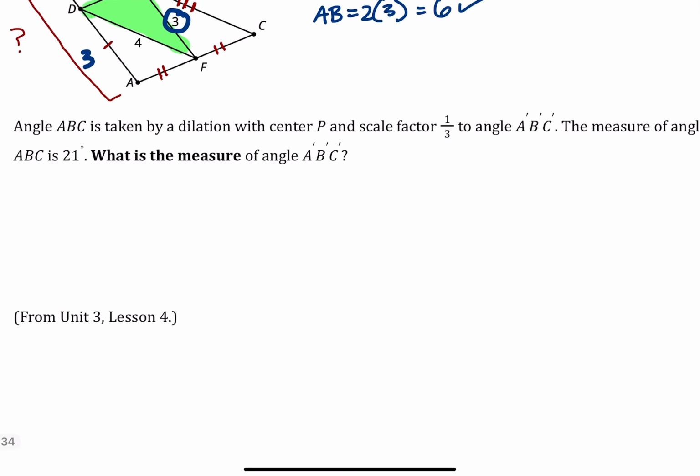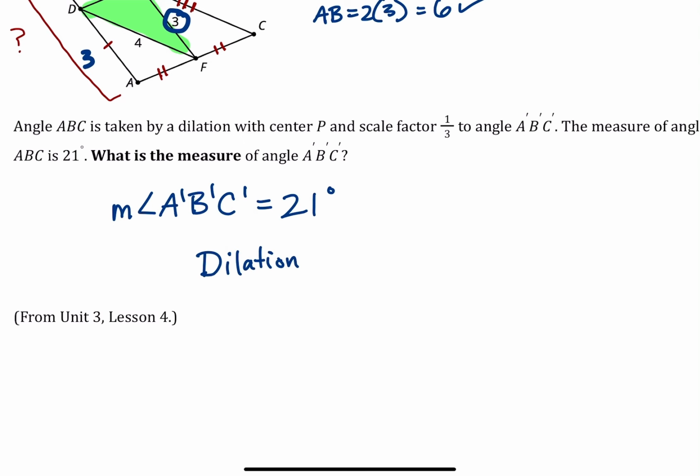Question 3 says angle ABC is taken by a dilation with center P and a scale factor 1 over 3 to angle A prime, B prime, C prime. The measure of angle ABC is 21 degrees. What is the measure of angle A prime, B prime, C prime? Well, this, my friends, is a trick question because dilations preserve angle measure, so we know the measure of angle A prime, B prime, C prime is 21 degrees.